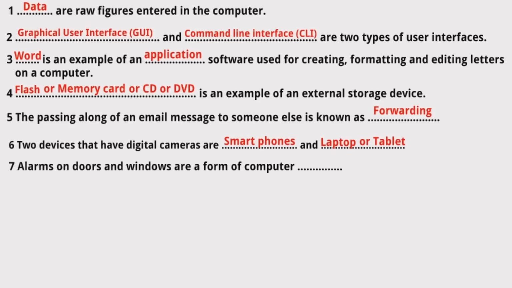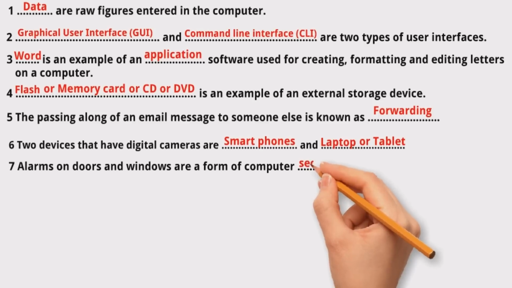We come to question 7, which is alarms on doors and windows are a form of computer dash. Alarms on doors and windows are a form of computer dash. So alarms on doors and windows are a form of computer security.